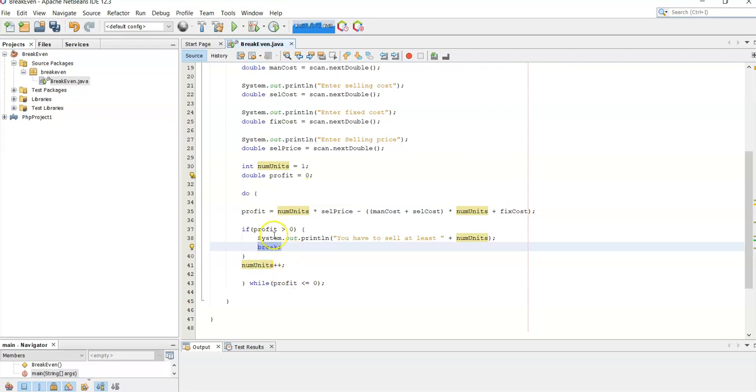If it is not greater than 0, it will increment the number of units each time until the profit is higher than 0, right? Because it will increment. Let's say this is 1 now, and then profit is less than 0. It will increment the number of units to 2, and then check the profit.